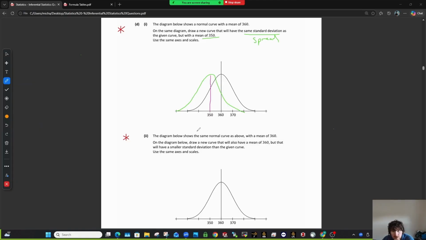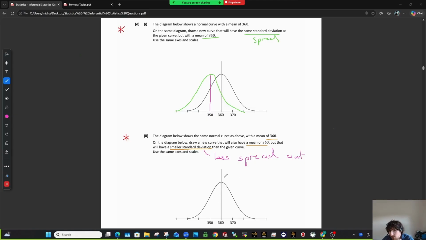Okay, so what do we got down here? The diagram shows the normal curve again. On this diagram, draw a new curve that will also have the 360 mean, so it's still on the mean, but it will have a smaller standard deviation. So that's a code word. When you see smaller standard deviation, it means less spread out. You're less spread out from your mean.